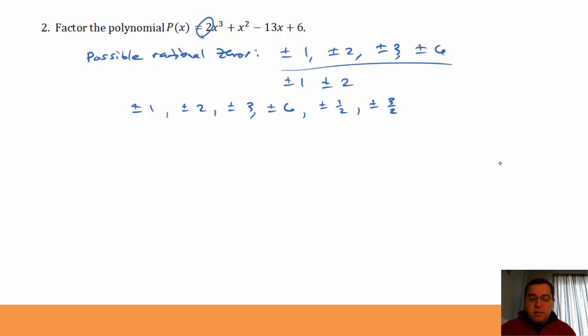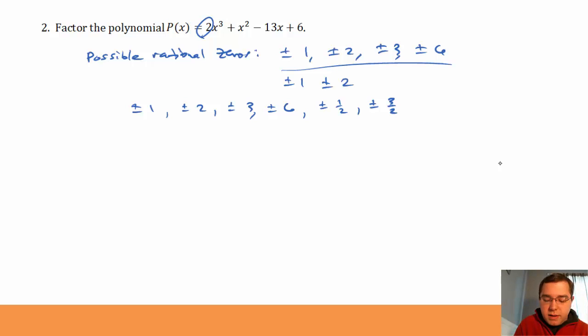So 1 doesn't work. So I can try negative 1. Negative 1 cubed is negative 1 times 2 is negative 2, plus 1 is negative 1, plus 13 is 12, plus 6, and that doesn't give me 0. Then I can try 2.